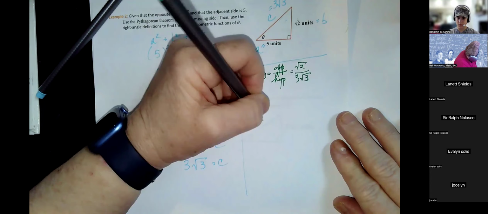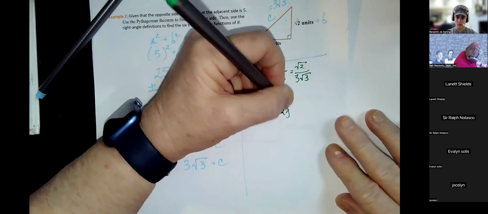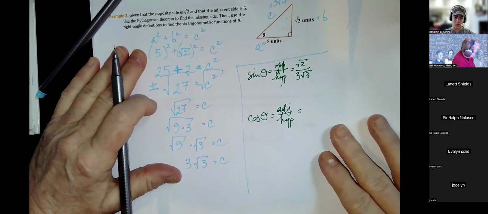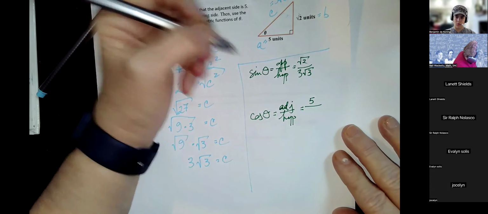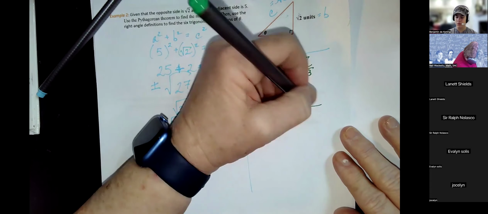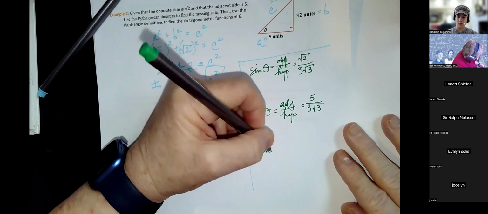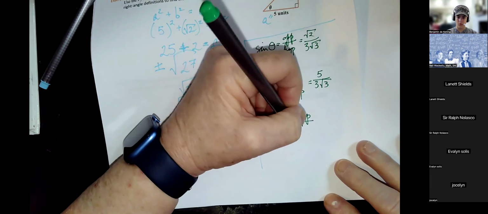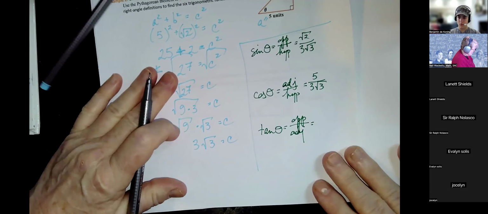We know that cosine is adjacent over hypotenuse, so it is 5 over 3 square root of 3. And tangent is opposite over adjacent, square root of 2 over 5.